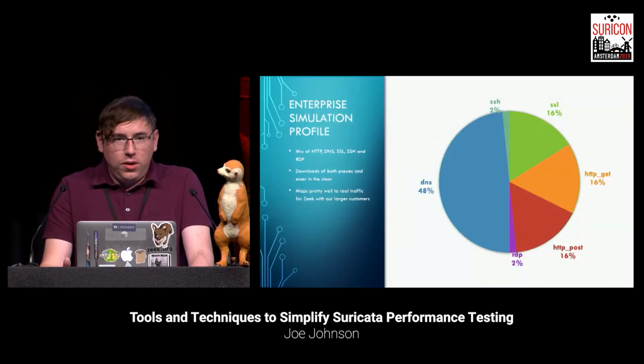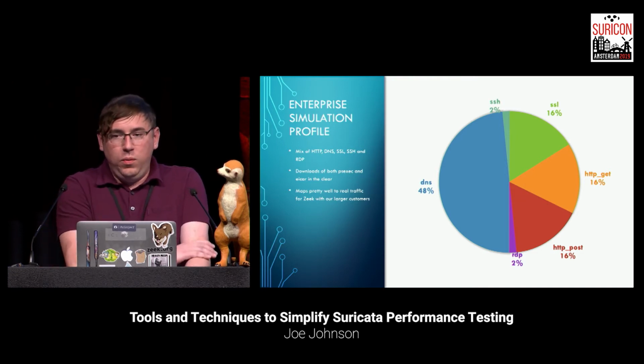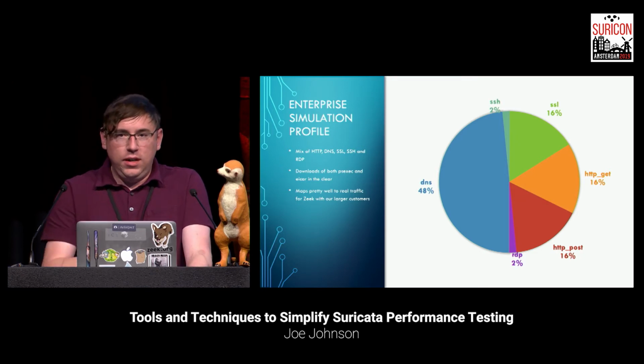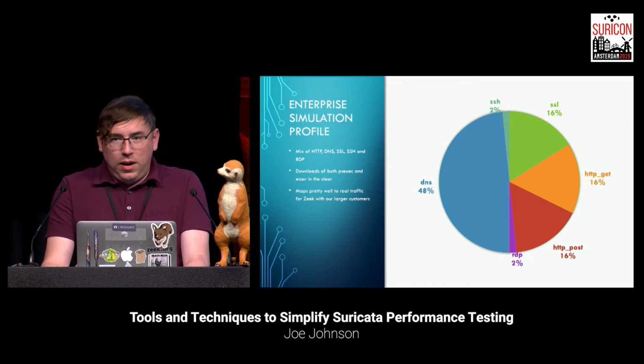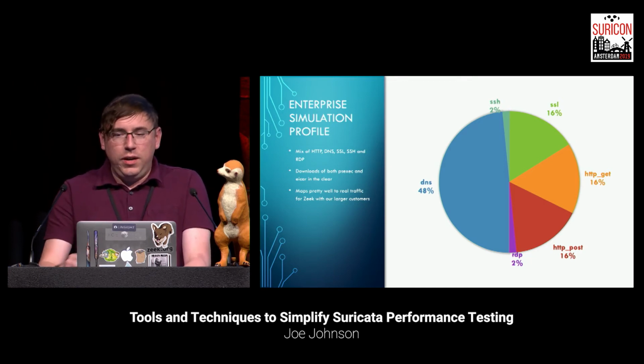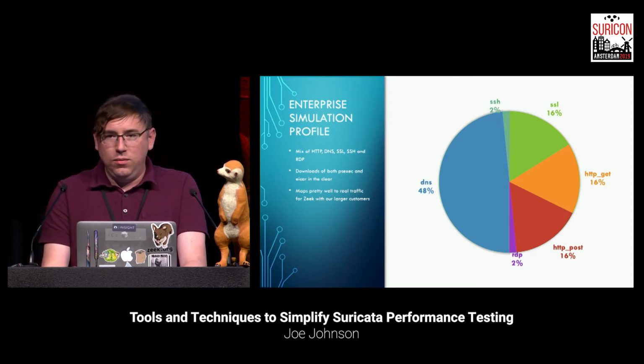So this is one of the profiles we use a lot. The only thing missing in it really is SMB. We found it maps really well to a couple of our largest customers. It pretty much is, at least for Zeek, almost identical between what we see in the field from our sensors and what we see internally for performance testing. And it's just a mix with a lot of DNS, balance of HTTP and SSL, and a little bit of SSH and RDP. The problem is it's not as good for testing Suricata because the HTTP information is very repetitive and it doesn't hit that many rules.